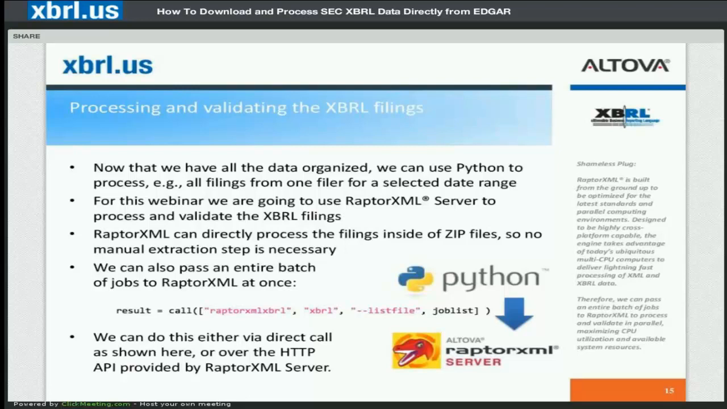And because Raptor XML is highly optimized for parallel computing architectures, it can process large amounts of XBRL filings all at the same time. So we can pass an entire batch job of filings to Raptor XML all at once. And from Python, we can simply do that either with a simple shell call, which is what I'm going to use here in this demo, or if you want to build a more scalable system, you could also pass the information to Raptor XML over the HTTP API from one server to another. That's totally up to you.